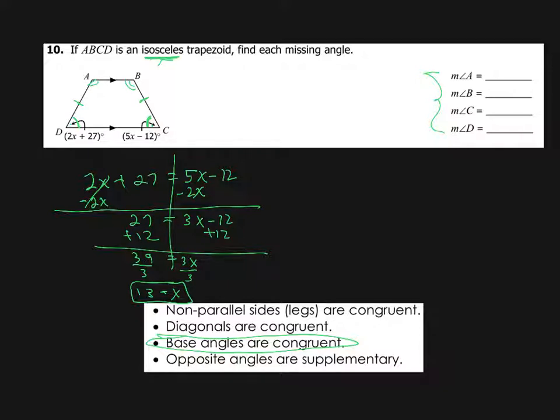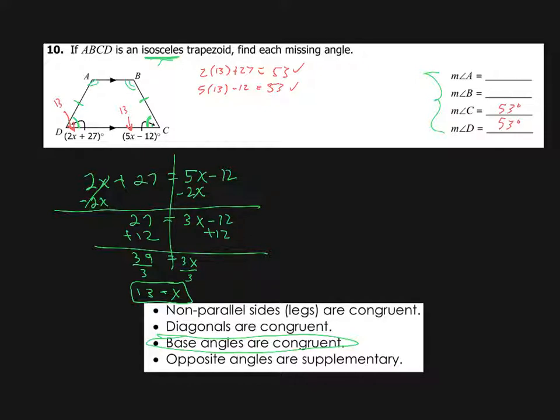So the first thing I'm going to do is substitute 13 in for x into both of these and make sure that I get the same answer. So I have 2 times 13 plus 27, which is 26 plus 27, which is 53. And I do 5 times 13 minus 12. 5 times 13 is 65, minus 12 is 53. So that's good. So I know that B and C are both 53 degrees.